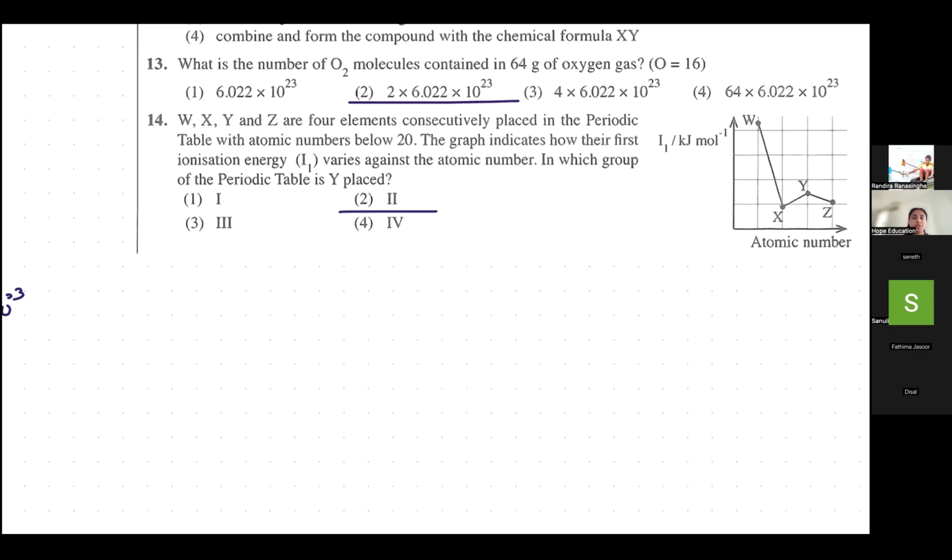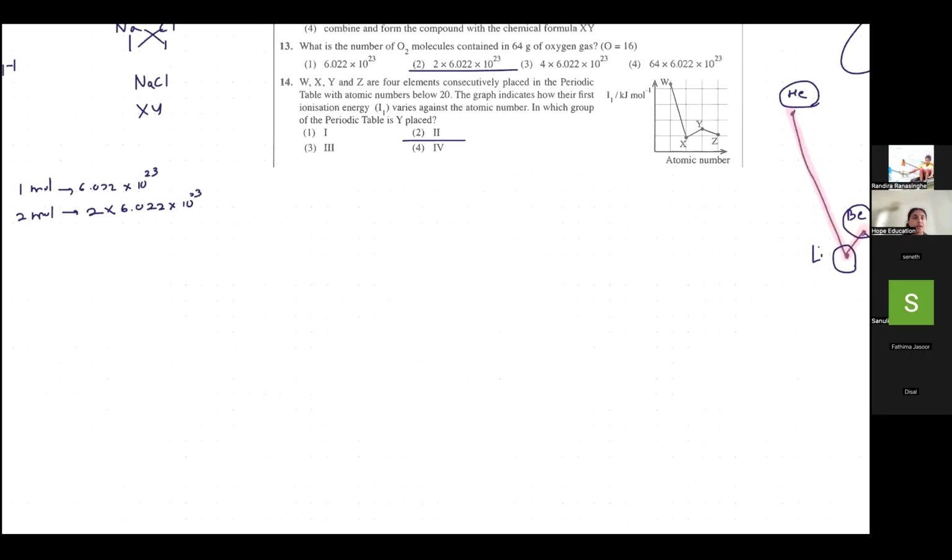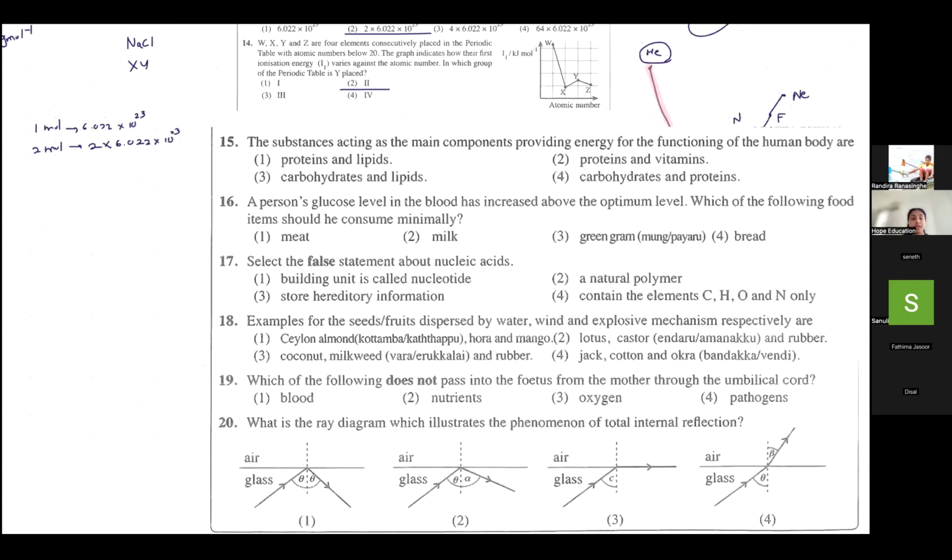So that is up to the 14th MCQ. Up to that point, do you have any questions? Give me a second.